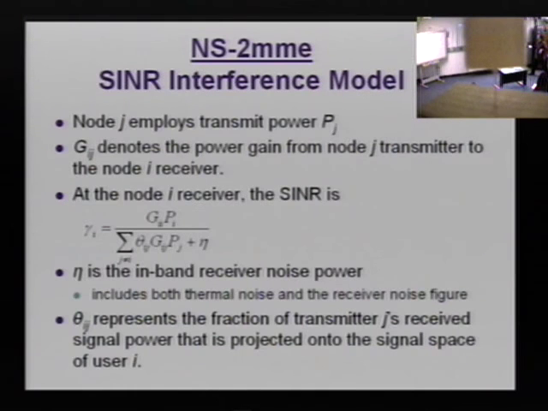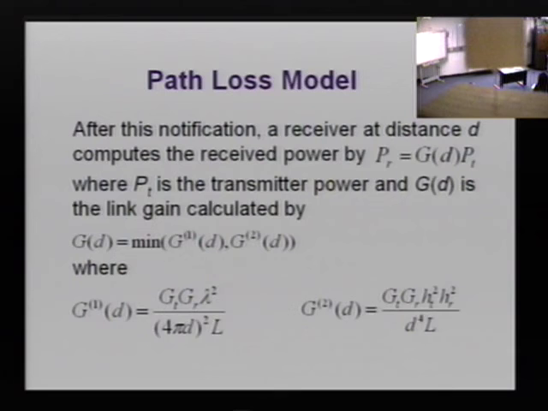So, by the way, I forgot. We call our model NS2MME because it stands for Modified Monarch Extensions. In our model, we took a very well-known simple SINR interference model. Node J employs transmit power Pj, and Gij denotes the power gain, which is actually either this or this one.